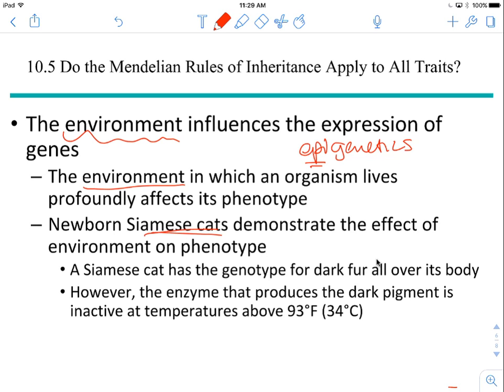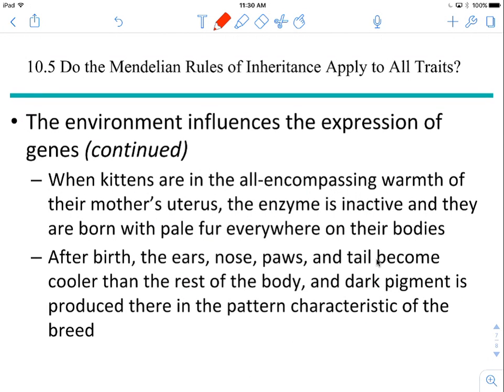Siamese cats are an example of this. A Siamese cat has the genotype for dark fur everywhere, but the enzyme that produces dark pigment is inactive at temperatures above 34 degrees centigrade. Basically, the warmer it is, the less likely you'll get dark pigment. So when Siamese cats are born, in the all-encompassing warmth of their mother's uterus, the enzyme is inactive because it's too hot, and they are born with pale fur everywhere.